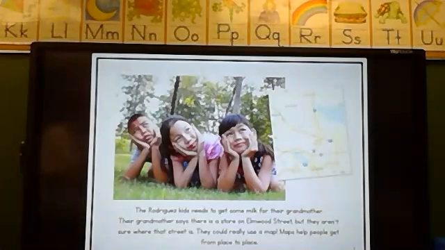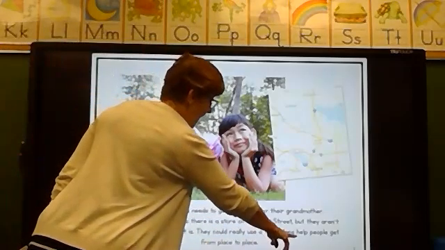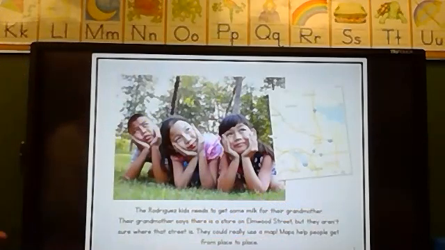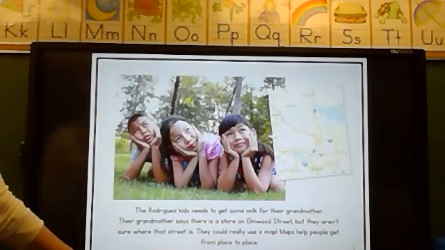The Rodriguez kids need to get some milk for their grandmother. Their grandmother says there is a store on Elmwood Street, but they aren't sure where that street is. They could really use a map. Maps help people get from place to place. Boys and girls, that's important to remember. Maps help people get from place to place. Say that with me, please. Maps help people get from place to place.